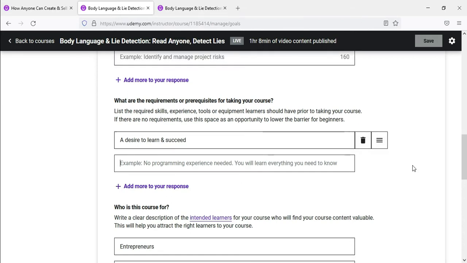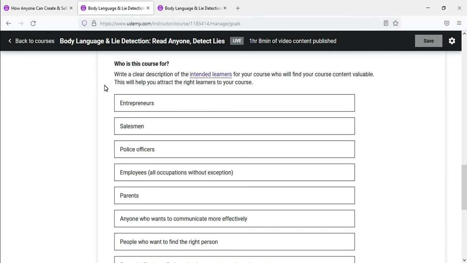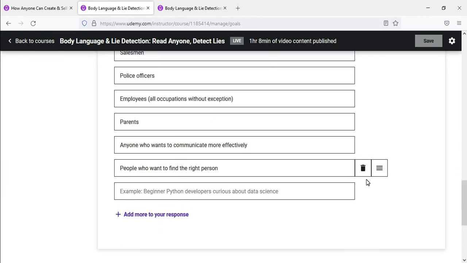Underneath the requirements is the intended learners. So this is anyone and everyone who will benefit from taking your course. For example, here, this is a body language course, and it can benefit entrepreneurs, salesmen, police officers to identify criminals, employees of all occupations, parents to see when their kids are telling the truth or lying, anyone who wants to communicate more effectively, and people who want to find the right person.